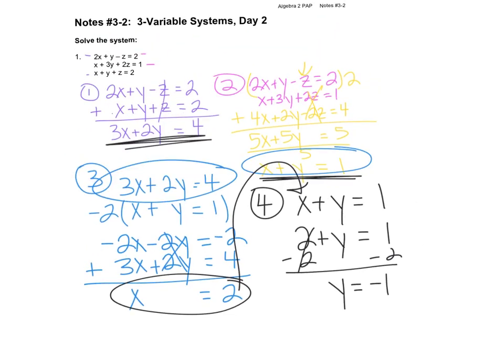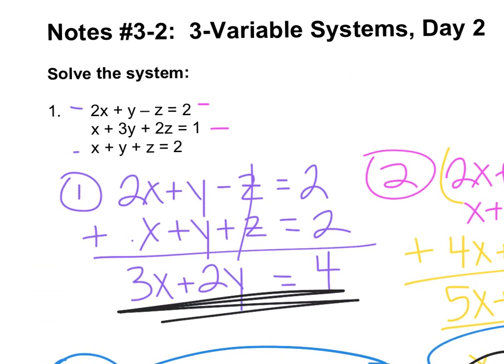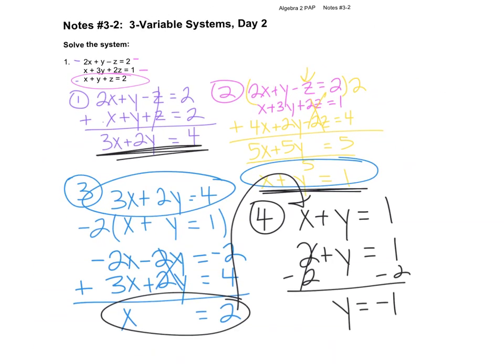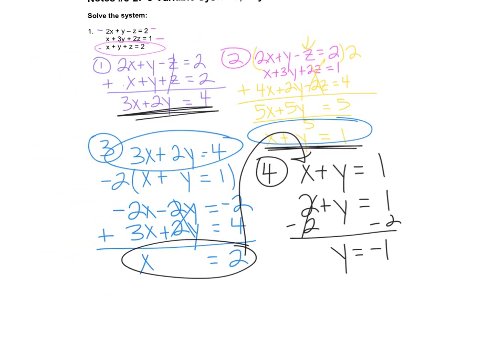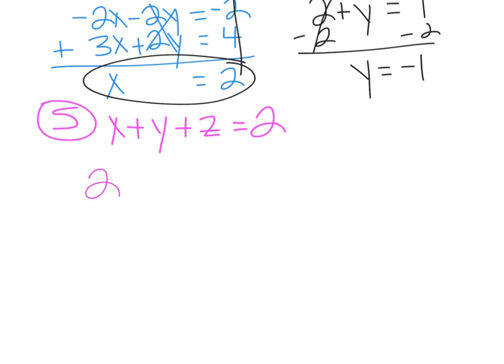Okay, so I know x, y, I'm looking for z now. So now I'm going to have to plug in to one of those original equations. I'm going to use that bottom one, so it's easier. So it's x plus y plus z equals 2. I know x is 2, I know y is -1, and I want to solve for z. So combining those would be 1 plus z equals 2. So subtract 1 and you get z equals 1.